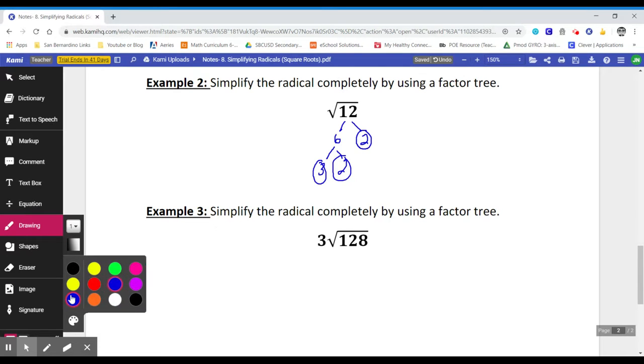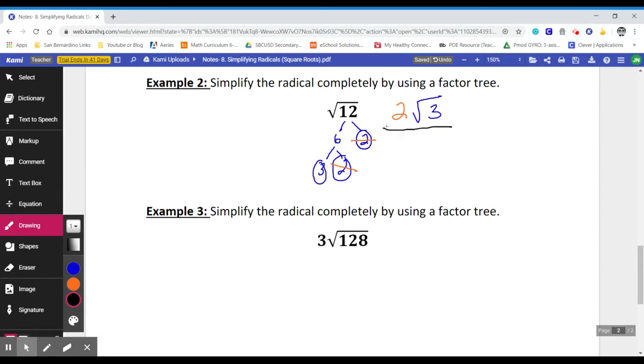So now, do I have any pairs, right? 2 of the same number. So I have 2 of the same number here, a 2 and a 2, so that number goes on the outside of the radical. And then the only thing that's left on the inside of the radical is that 3. So my final answer becomes 2 radical 3. 2 on the outside, and then the 3 stays on the inside because it didn't have a little buddy to go out with. Poor 3.